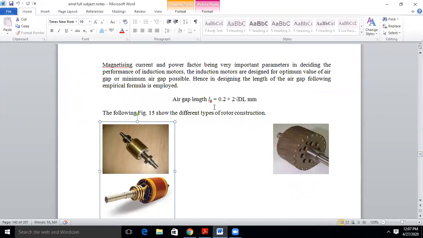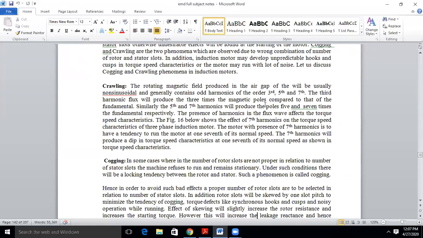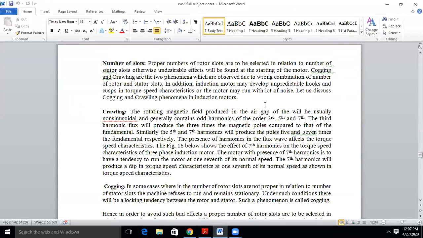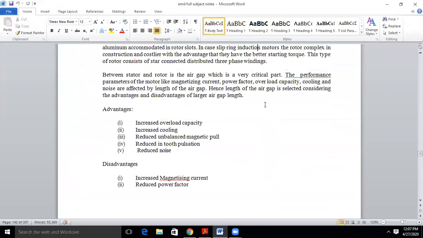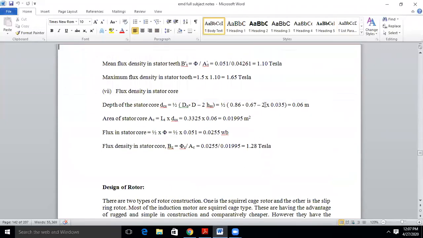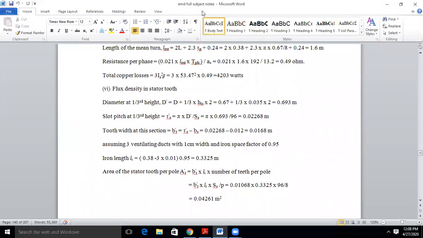Here is the formula for the length of air gap. In the previous part we have seen the length of air gap. So this is about today's topic. In the next class we will discuss the remaining topics.